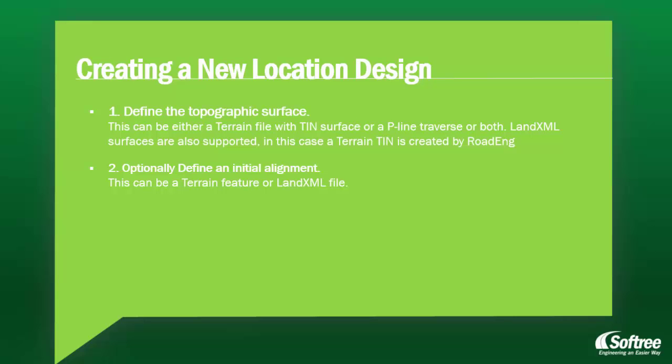First is defining the topographic surface. This can be either a terrain file with a tin surface, or a P-line traverse, or both. Land XML surfaces are also supported, and in this case, a terrain tin is created by RoadEng. The second step is to optionally define an initial alignment. This can be either a terrain feature or a land XML file.